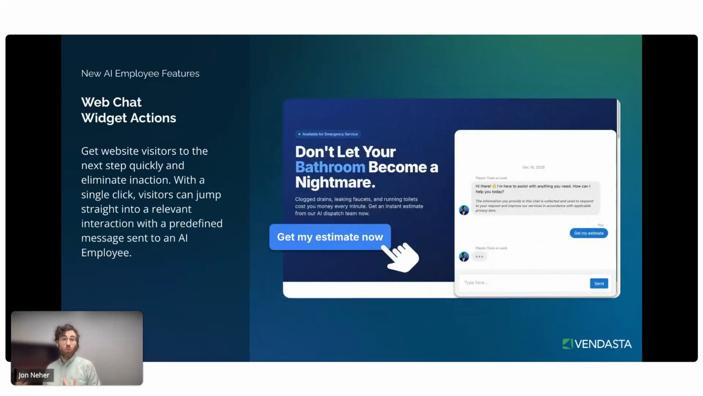I also showed off the widget actions. Really, really cool. You can now really easily get a button or an image, or even use some fancy JavaScript to automatically send messages to different AI employees in different web chats. And you can use that to get visitors from just browsing to taking action really quickly, with a predefined path that you are going to use to get the customer to value quicker.